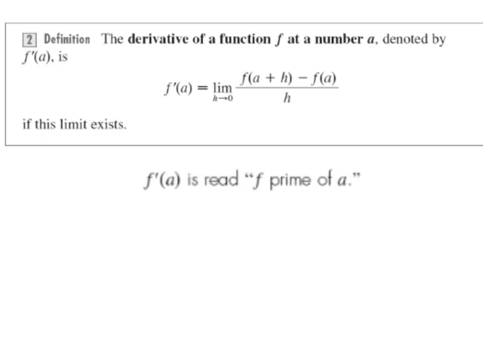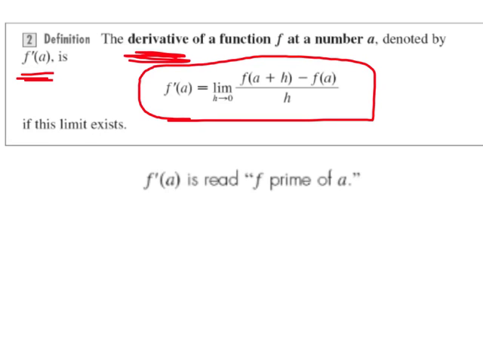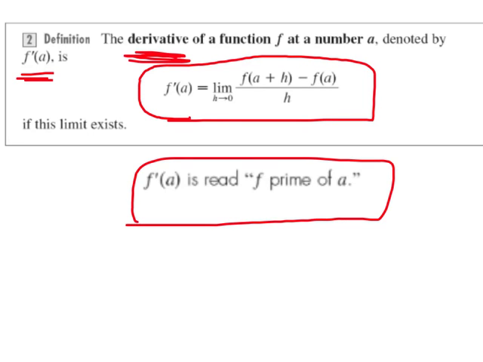Okay, so one new term that you want to know right now is derivative. Our derivative of a function f at a number a, denoted by f prime of a, is given by this formula. So again, I'm going to go through this pretty quickly. Pause if you want to, or go back to 2.6. You've already learned that formula. And again, you read this f prime of a.